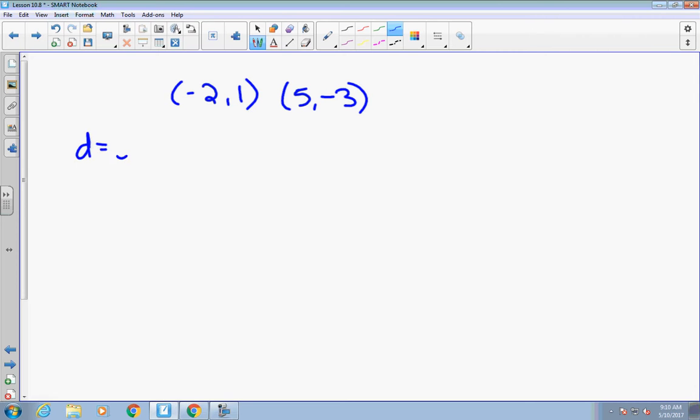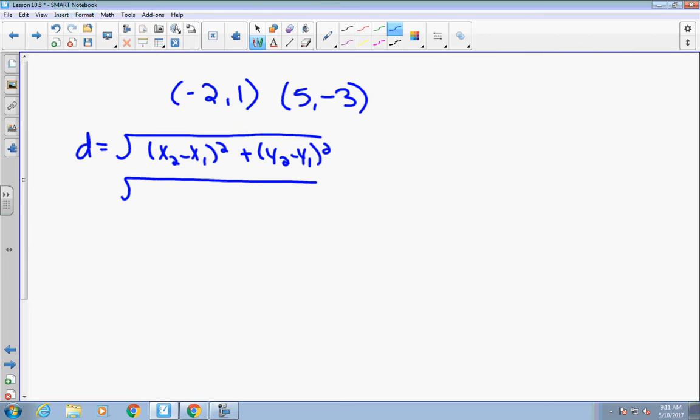Remember your distance formula is x2 minus x1 quantity squared plus y2 minus y1 quantity squared. Okay, so the difference in the x's squared plus the difference in the y's squared, and then you take the square root of that sum. All right. Now the order that you subtract doesn't matter, just be consistent.